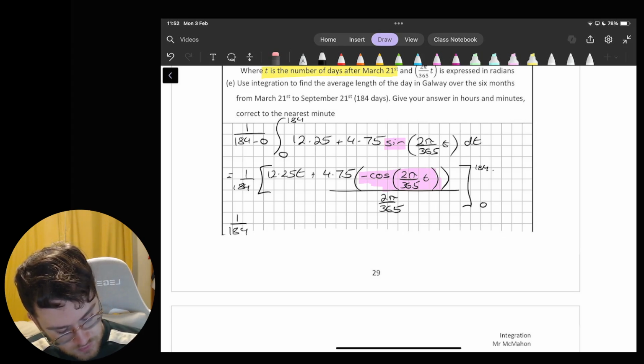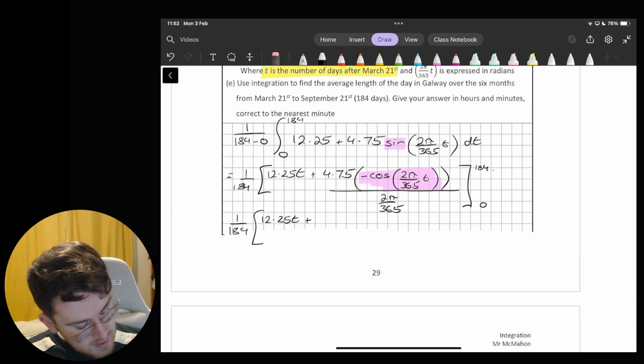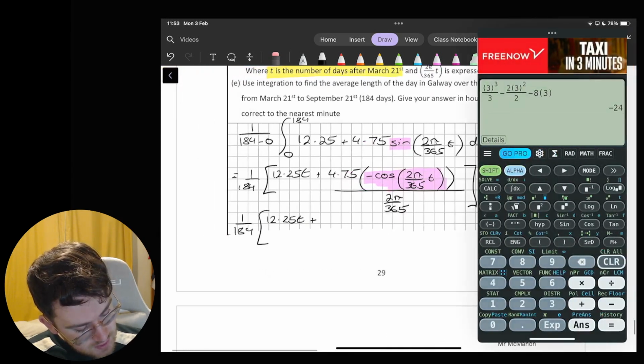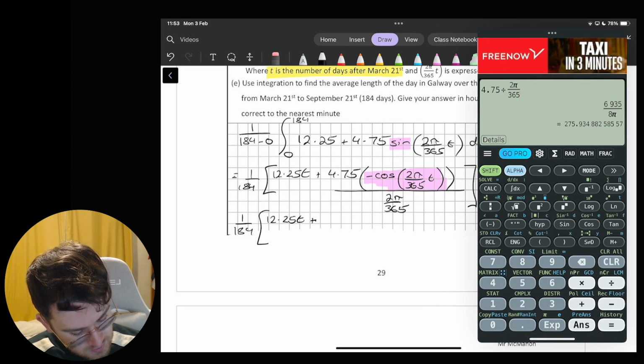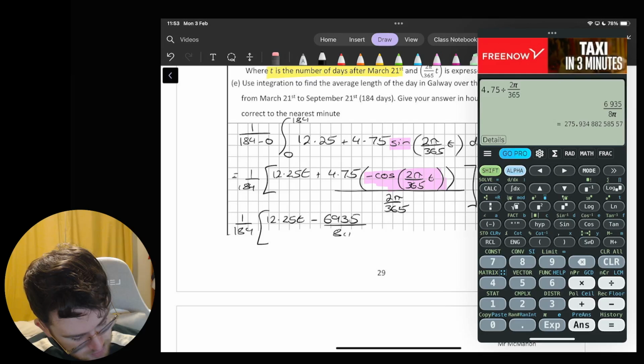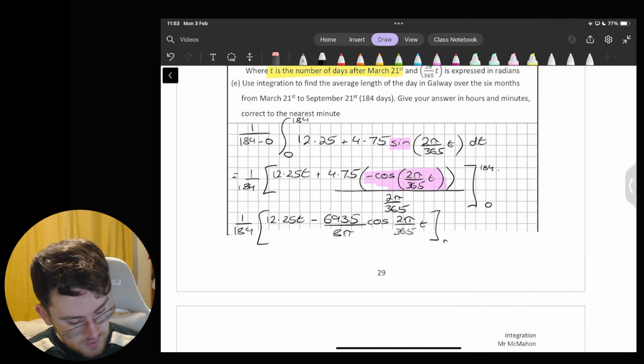So 1 over 184, 12.25t, absolutely perfect. And let's see how we can reduce this down. 4.75 divided by 2 pi over 365 gives me 6935 over 8 pi. So let's go with that. Take the minus from the cos as well. So let's try that. So minus 6935 over 8 pi cos 2 pi over 365t. Okay, so we're just kind of incorporating everything here.